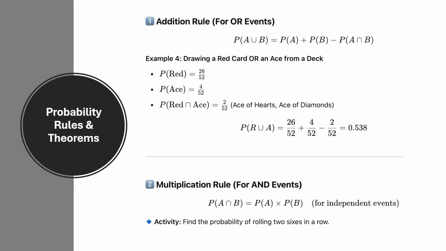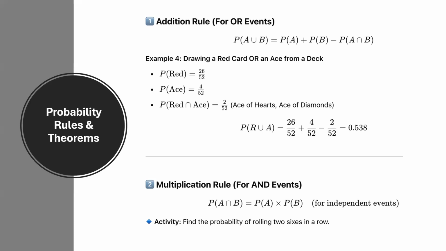Drawing a red card or an ace from a deck. What is the probability of getting a red card? How many red cards are there in a 52-card deck? 26, so these are our favorable outcomes, divided by the total number of possible outcomes, which is 52. So the probability of getting a red card will be 1 by 2.